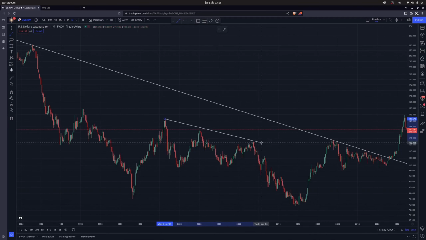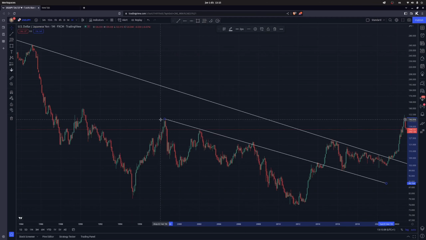Because this would be one. We have here 1, 2, 3 areas that acted here as resistance, and here as support as well. Or here as well as resistance, here as support. And this is a trend line.